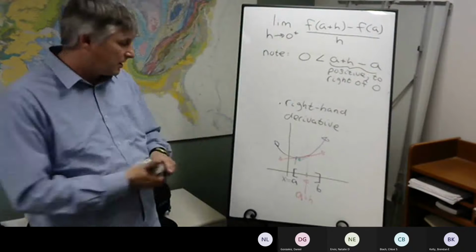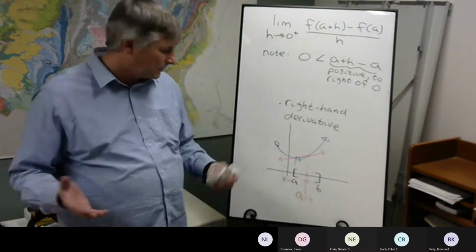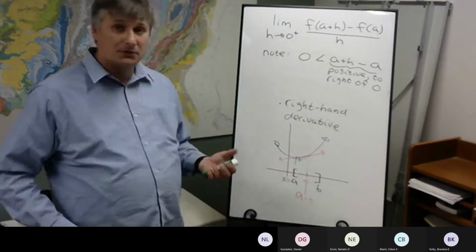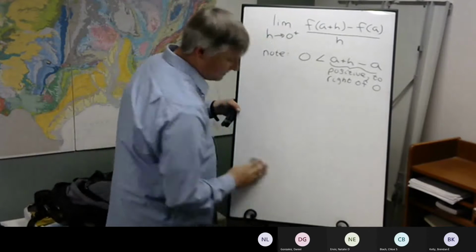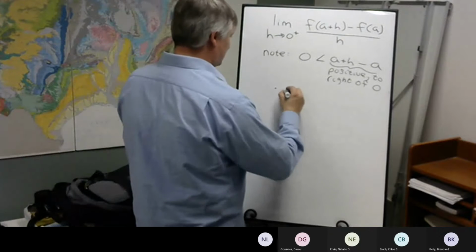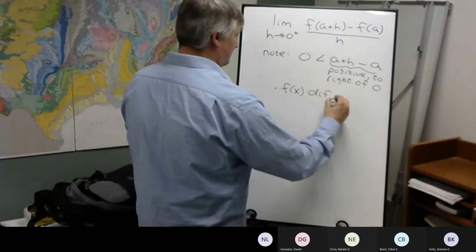So what have we done so far? Well, we've got the interior, everything except a and b. Then we've got differentiability at x equals a. And then, as you probably guessed, we need differentiability at b.